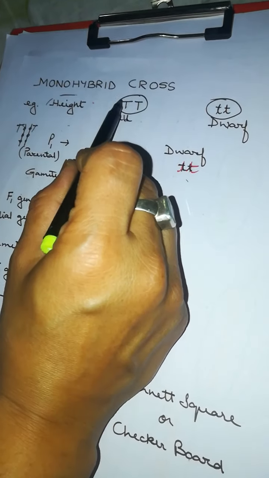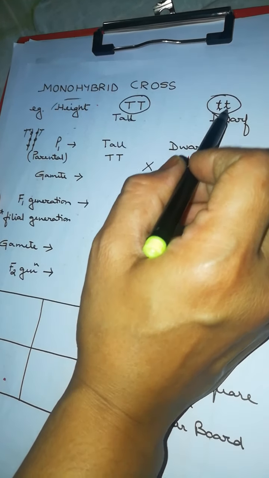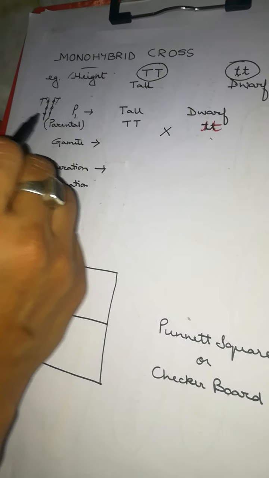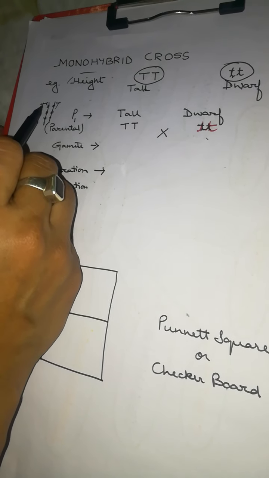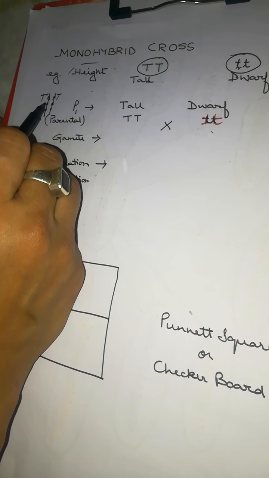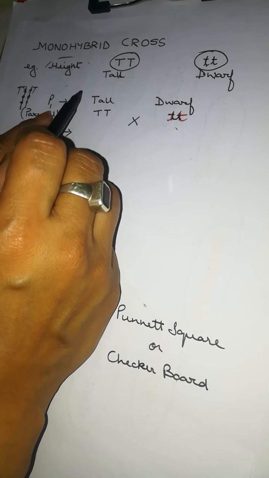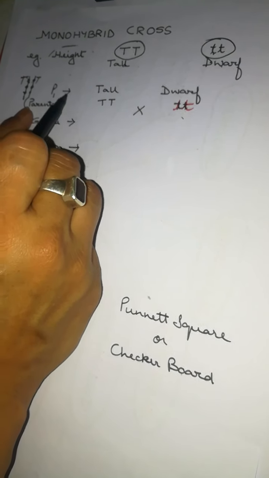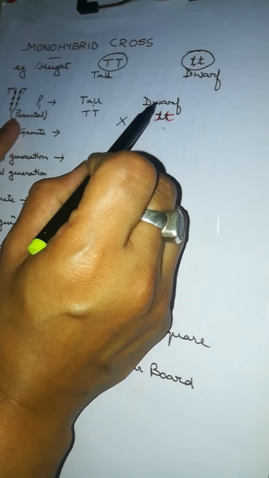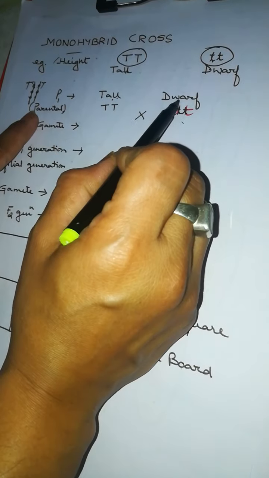For the dominant part we are using capital T, and for the dwarf part we are using small t. Now we know that chromosomes always occur in pair, and in these homologous pairs the genes are present at a particular position, and that particular position is known as the locus. Now in the first monohybrid cross, the first part is the parental cross. In the parental part, a tall and a dwarf plant is taken. Here tall and dwarf are the external appearance, that means these are the phenotypes.